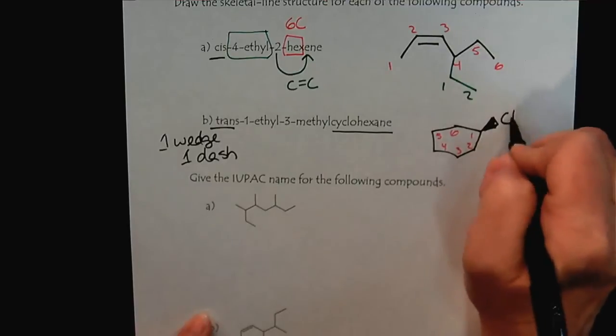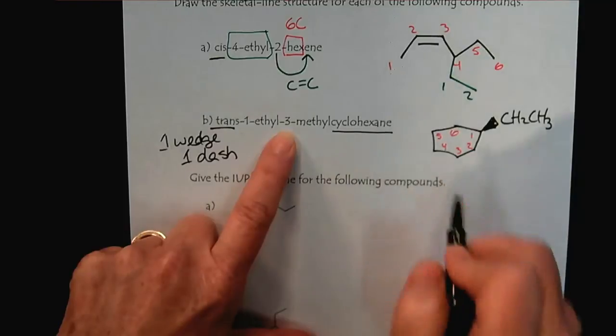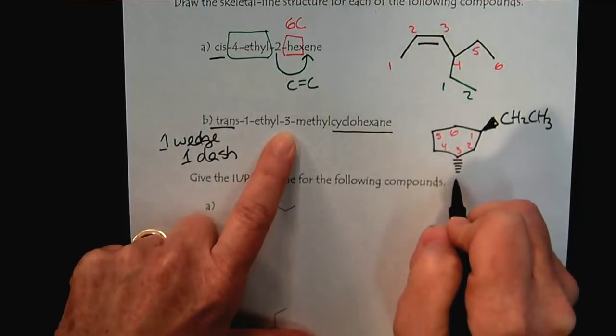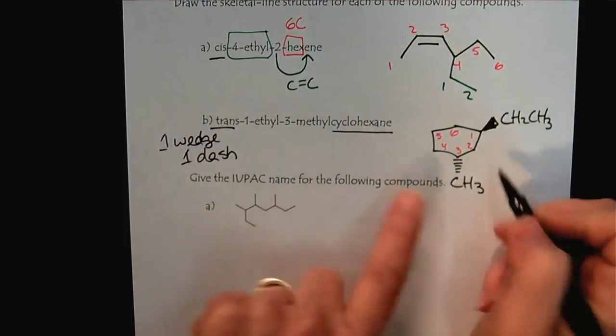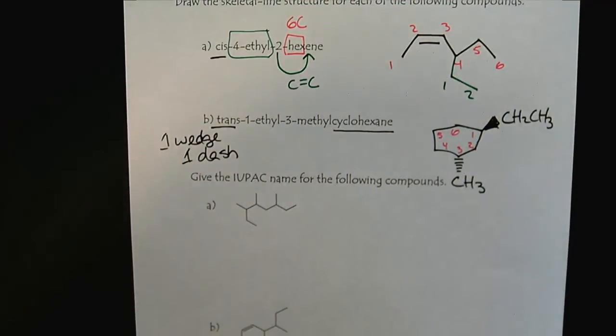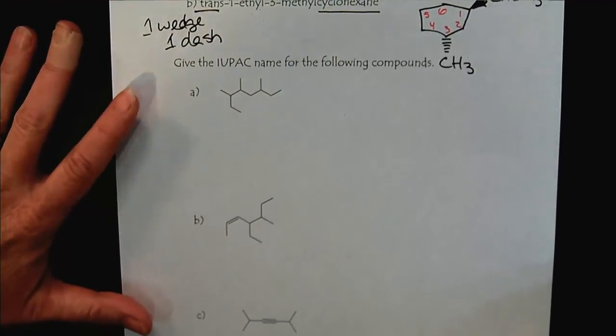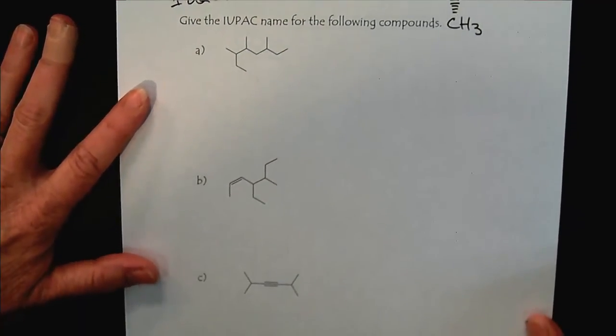Right, and then CH2, CH3. And then coming off of carbon 3, we'll make sure that that's a dash CH3 to give our trans. So there we go. Now, a little bit more challenging, given the structure, what is the name?